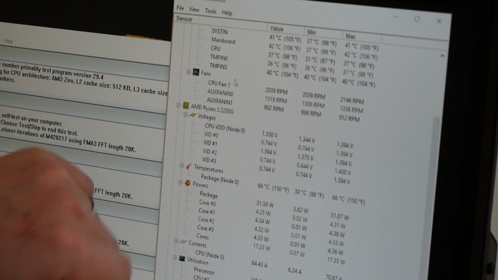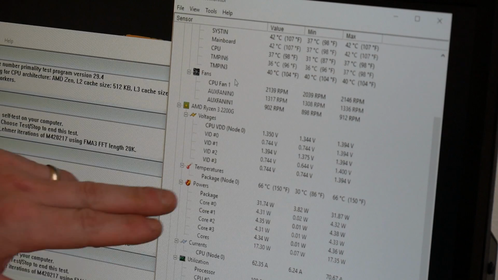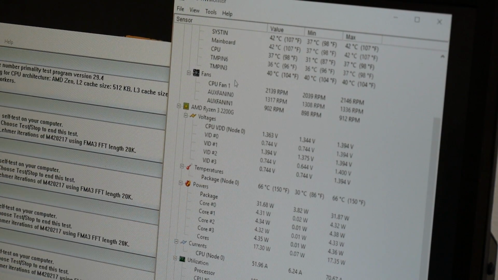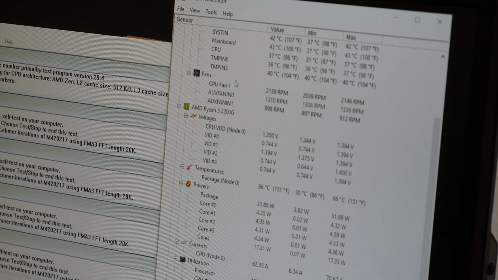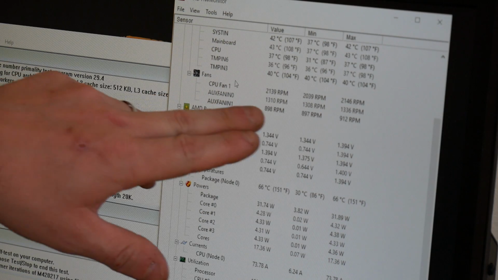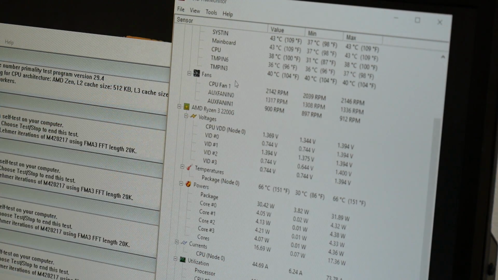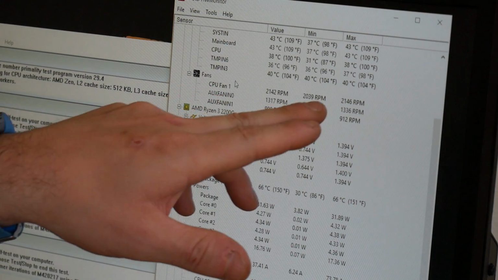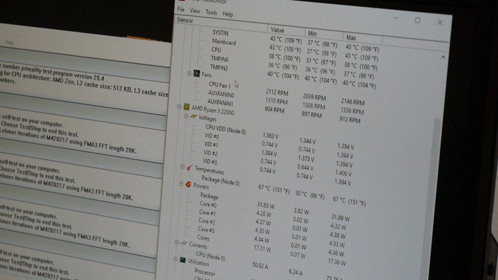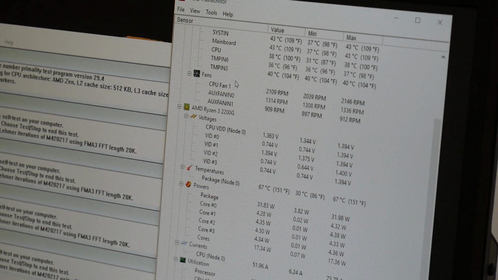So we're rising up to 66 degrees, it's only just started. So that's a pretty good example of the system under load. And currently the auxiliary fan's up to 1300 RPM, the main CPU fan is at 2200 and it is pretty much silent still.